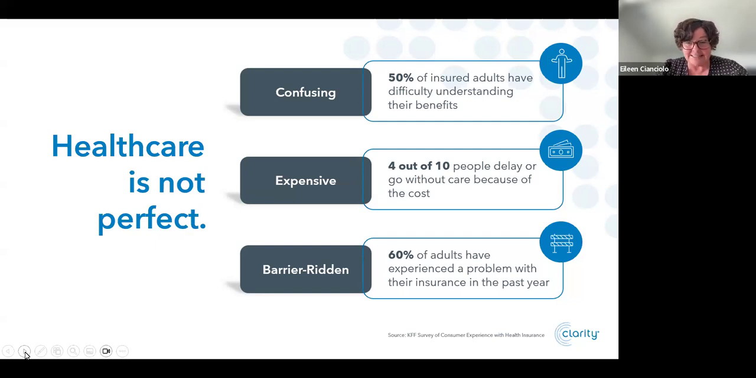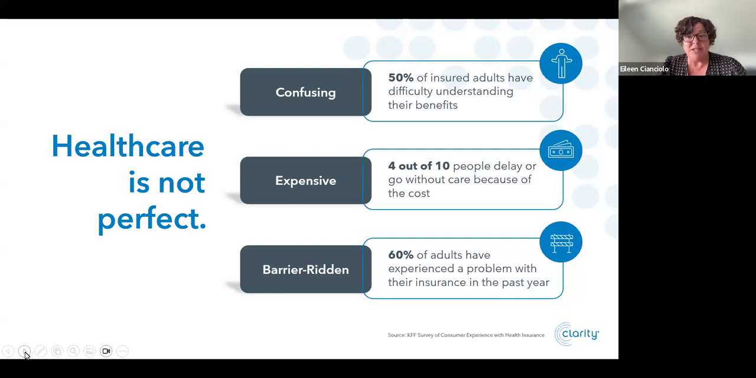These are just some stats that I found very interesting, and maybe a challenge for all of us on how we can improve things. When surveyed, 50% of adults have difficulty understanding their benefits. Right? And we talk in acronyms. We think that we're being clear. We may understand it well ourselves. However, it's not working all the time. Not a lot of the time.